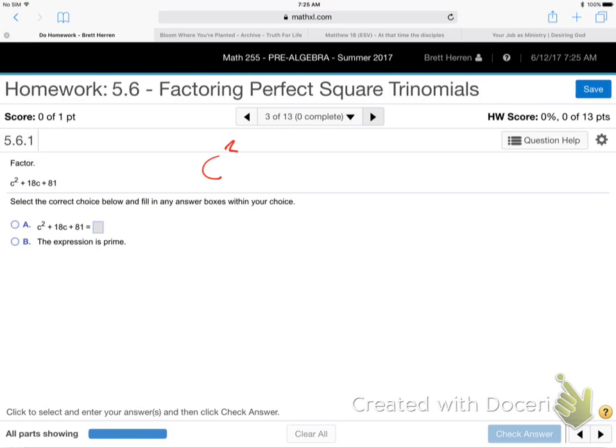So c squared plus 18c plus 81. Try that one, see if you can factor that one.